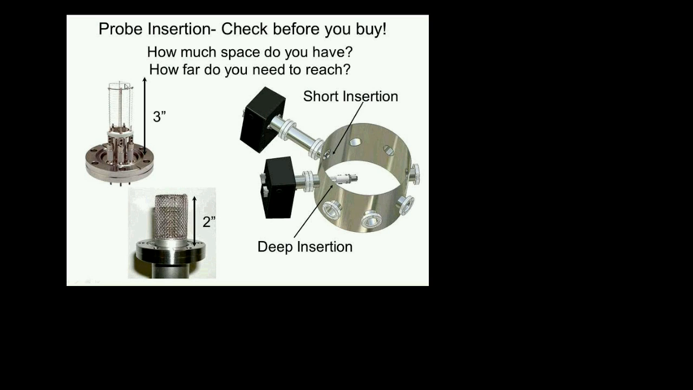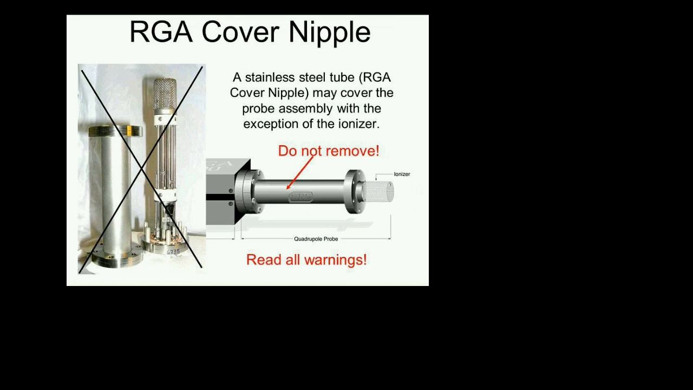So, typically if you can use one of these tall gauges, you can probably use one of these in the same port. But some of the mass spectrometers go in quite a bit, and you might have interference inside your system, in which case you might need to add an external tube to reduce the amount of insertion.